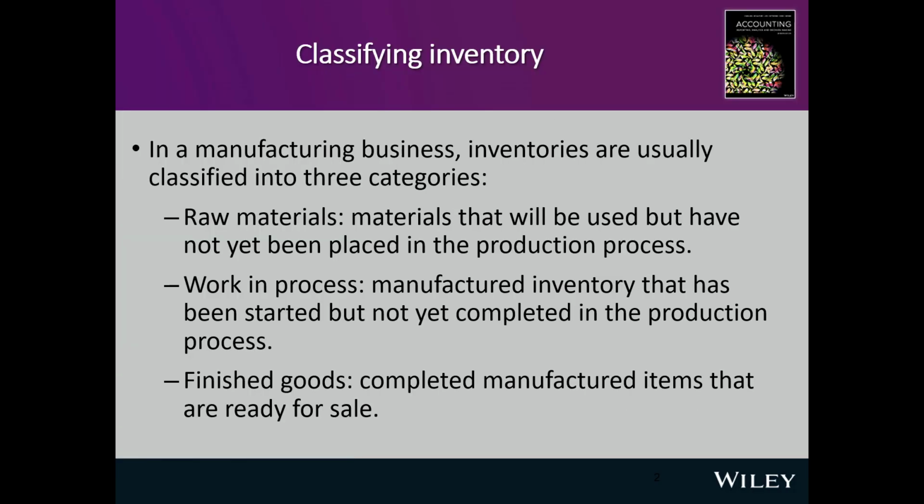Okay, just a few things. In particular, in a manufacturing business, we have different types or categories of inventory. We have raw materials, work in process, and finished goods. This will be discussed in your management accounting. In that unit, you will have more details about this.